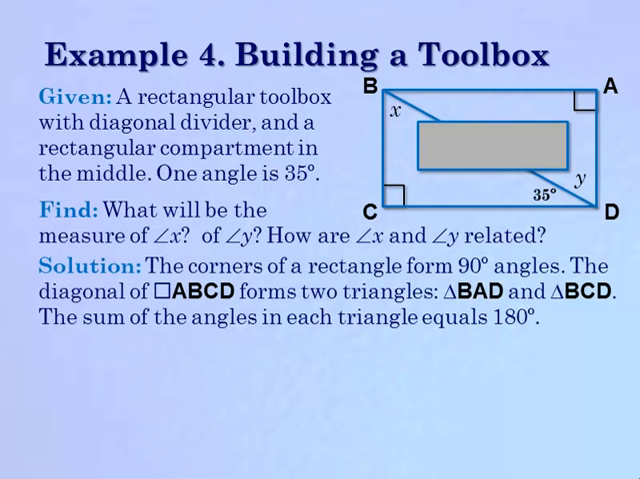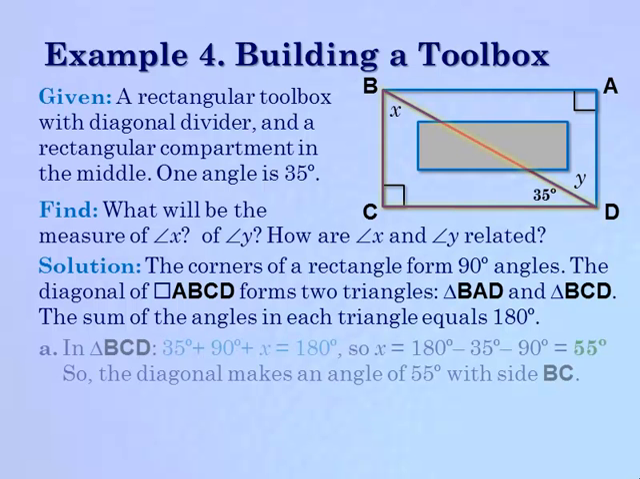Well, first of all, the corners of a rectangle always form 90 degrees. And so you'll see here that we have 2 right triangles here. The sum of the angles in each of these triangles equals, as you know, 180 degrees. So in triangle B, C, and D, we'll have 35 degrees plus the 90 degrees plus X equals 180, just like we saw in the previous example. So we can solve for x, and we'll find that x equals 55 degrees. So the diagonal makes an angle of 55 degrees with side BC, the short side.